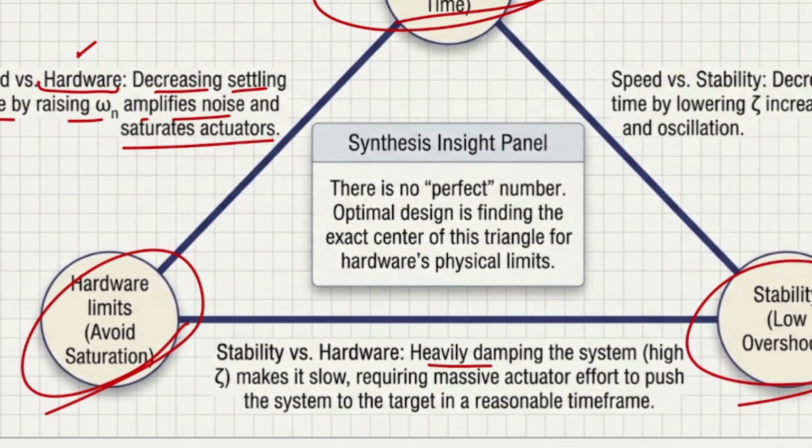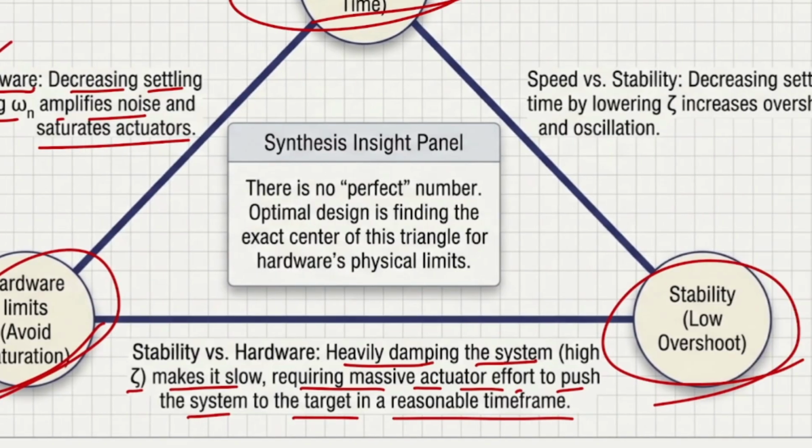It means heavily damping the system. If I increase the zeta, as you guys remember, I'm going to have a very, very heavily damped system, and that system is not going to have a very good response to any kind of changes. It's going to make it stop. And it means requiring a massive actuator effort to push the system to the target in a reasonable timeline. It means that if I would like to make any changes to my system itself, I have to put in so much effort, or I have to make my system so heavy, and obviously it's going to consume so much power in order to reach that specific value I want.